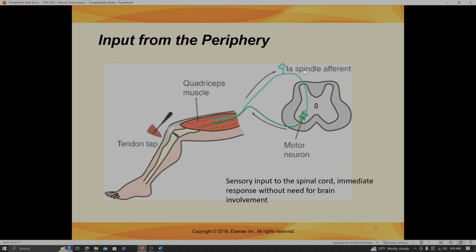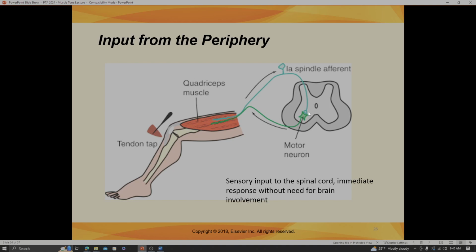We can take this afferent 1A spindle signal, right, send that impulse up to the spinal cord. It's interpreted solely at the level of the inner neuron. The spinal cord says, oh, okay, this is no big deal. This is just a reflex. We know what to do with this.